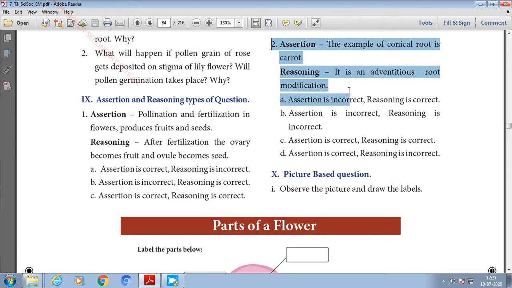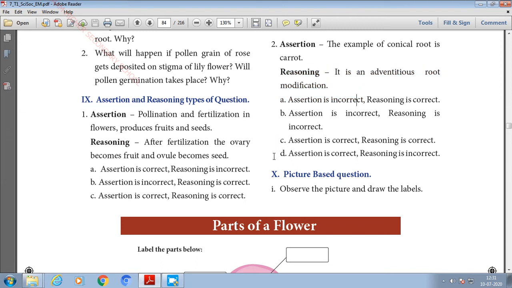assertion is given as the example of a conical root is carrot. So that is correct. The example of a conical root is carrot only. Obviously it's meant for storage modification. And reasoning, it is an adventitious root modification. Is it so? No, it is actually not adventitious root modification. It is a storage modification. So here the assertion is correct, the example of a conical root is carrot, that is correct, but it is not adventitious root modification, it is a storage modification. So the reasoning here is incorrect. So what option you will choose here?